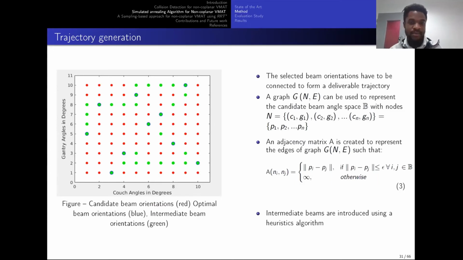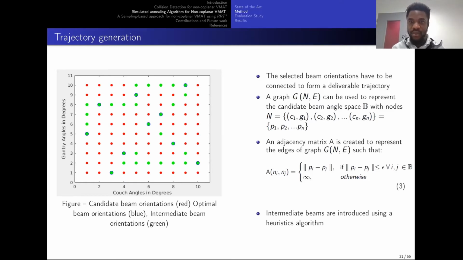So when you select the optimal beams, you will have beams that are everywhere in the candidate space. For example, on the left-hand side, you have a set of candidate beams that are all red. So you say, okay, we select a set of beams in this space using some algorithm. Those will be the blue-colored beams. For each of these beam orientations, the machine has to go from one to the other. You have to reach each of them. The problem is sometimes they're all far apart from each other. So in order to move from one to the other, we cannot have an arbitrary motion of the machine. So we have to introduce intermediate beam orientations, which are the green ones.